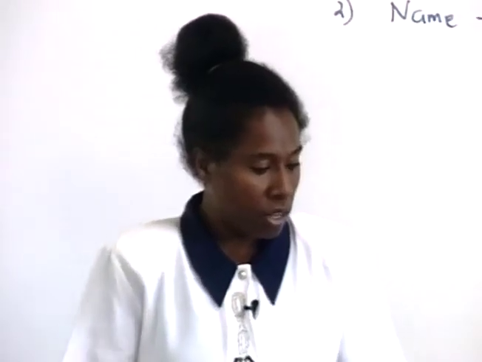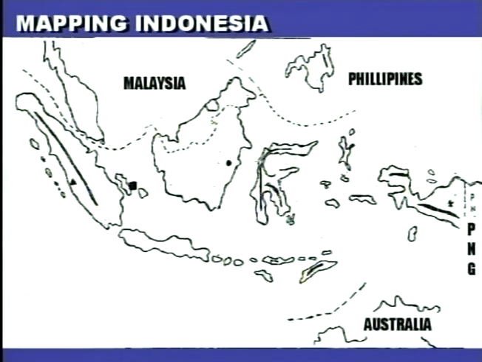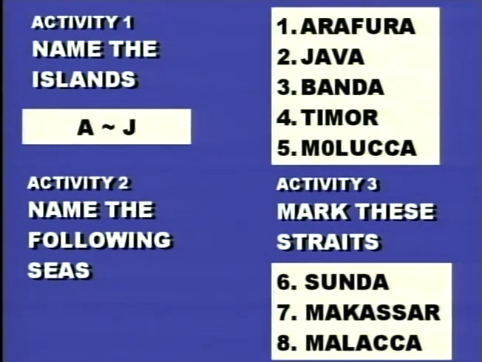On the monitor, you can see a copy of a blank map of the country of our case study. Your task is going to be a couple of things. The first one, you are going to name the islands which are labeled with the letters A to J. If you look at the blank map that you have been given, you will see that there are letters from A to J, and they are supposed to show some of the main islands in Indonesia. Your task, number one, is to name the islands.